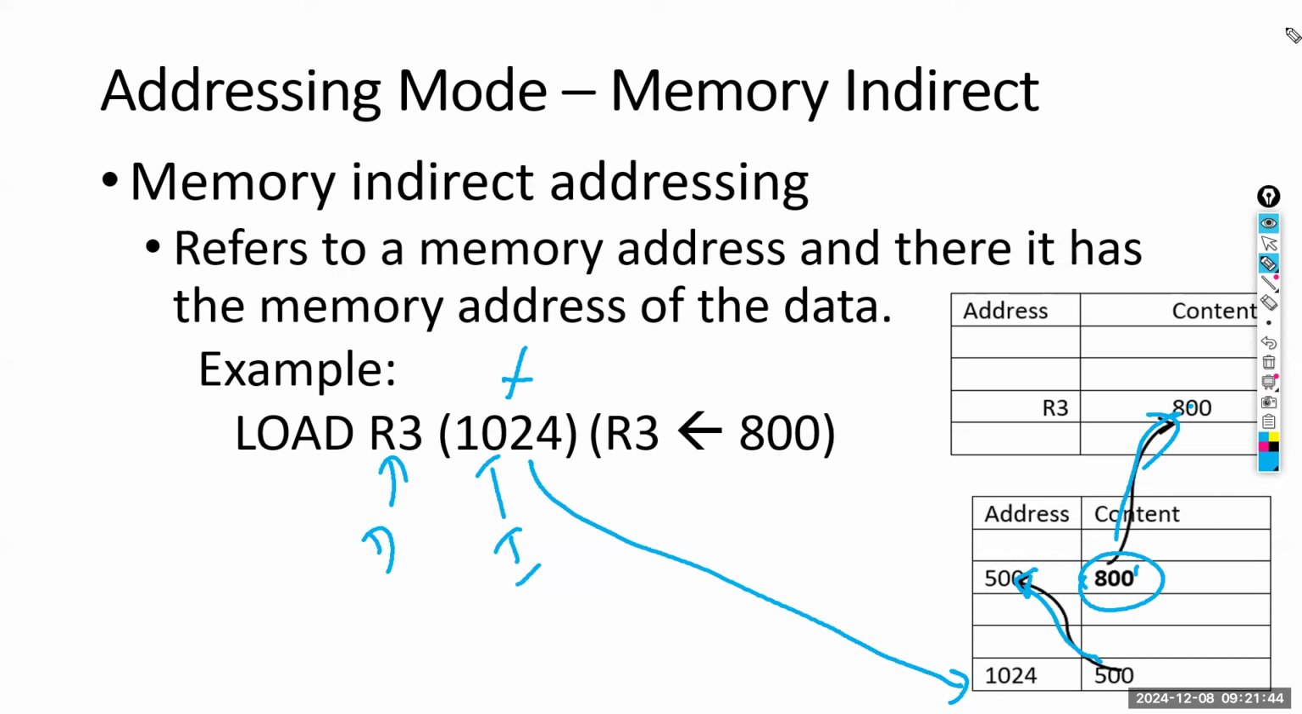Okay. So indirect means your memory address or the register address contains the address of the data, not the data. Immediate means it contains the data. Direct means it contains the address of the data. Indirect means it contains the address of the address of the data. Right? This is the address of the address that contains the data. Yes. Data is this. Okay.